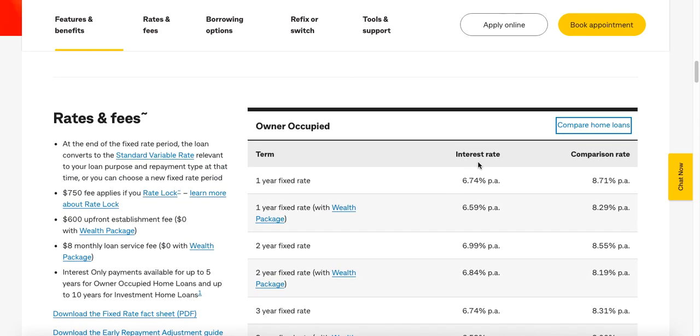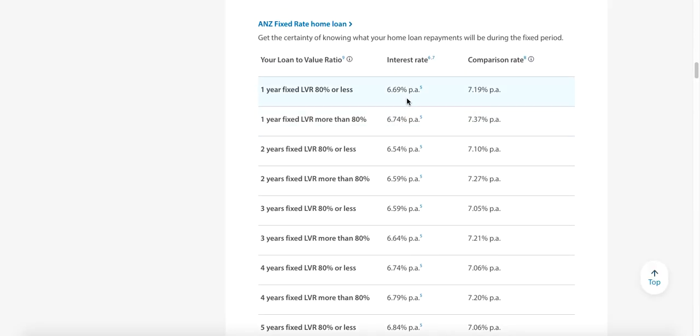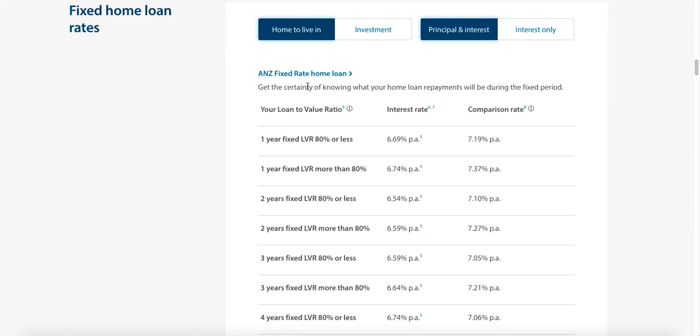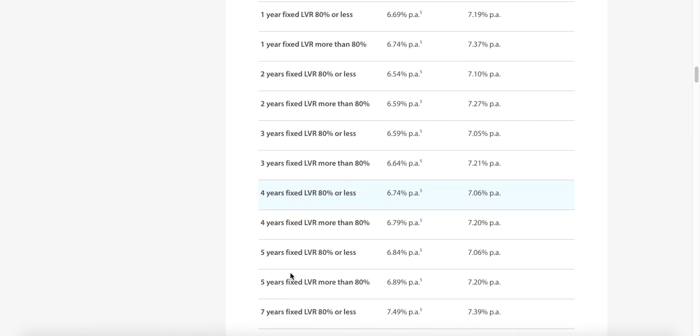On the right side here, you can see the interest rate and the comparison rate. Quite simply put, the comparison rate is the interest rate, but it also includes things like fees, charges, and any ancillary fees that would be attached to the loan, and gives you a more accurate representation of what the actual interest rate would be on an annual basis. I've also gone to ANZ and done the exact same thing. Go to their website, fixed rate home loan rates, scroll down a little bit and you can see exactly what the interest rate would be and the comparison rate for a 1-year loan, 2-year, 3-year, 4-year and 5-year.